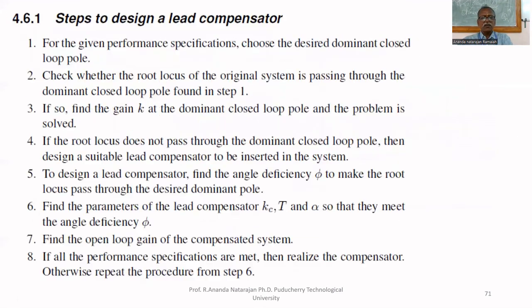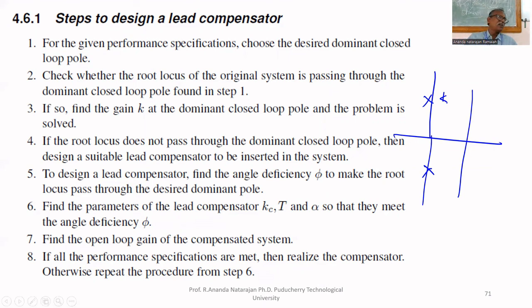How can it be done? By using a lead compensator. These are the steps to design the lead compensator. The first step is, for a given performance specification, choose the desired dominant closed loop poles. Then check whether the root locus of the original system is passing through that. My desired location is this. The root locus is passing through that. Then why do I have to modify the root locus? No need. I have to find the k value here. That's all. Design is over. If so, find the k at the dominant closed loop pole.